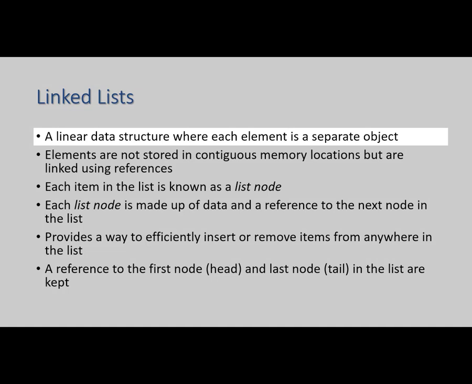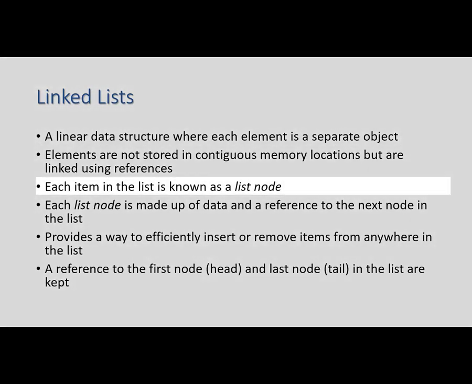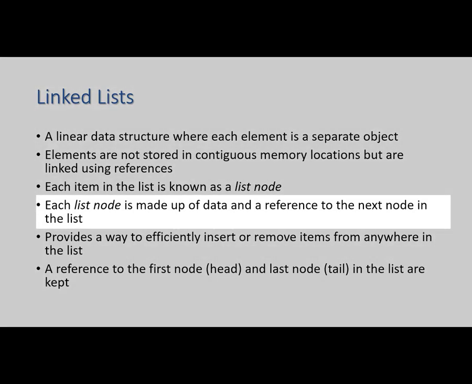A linked list is a linear data structure where each element is a separate object. Elements are not stored in contiguous memory locations, but instead are linked using references to the next object in the list. Each item in the list is known as a list node. Each list node is made up of data and a reference to the next node in the list.